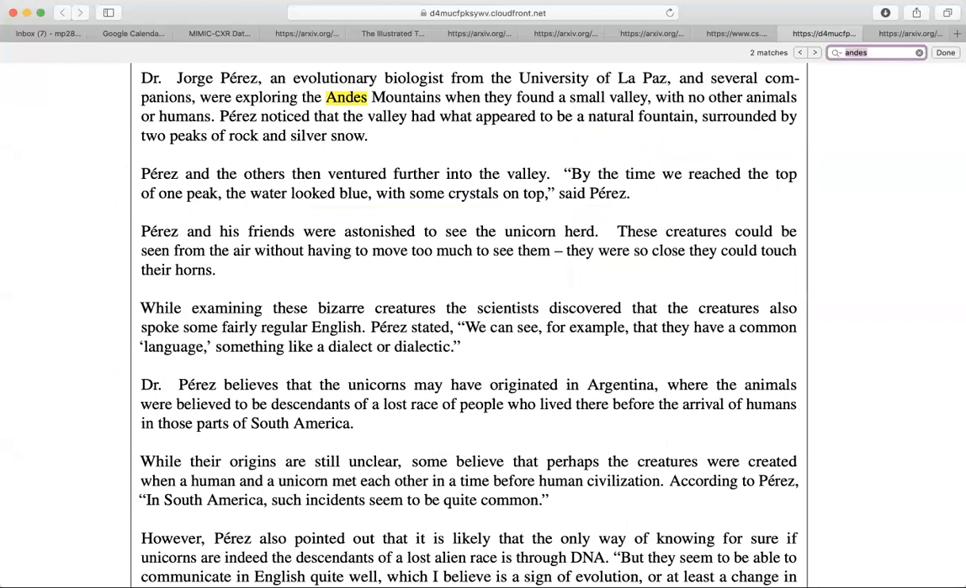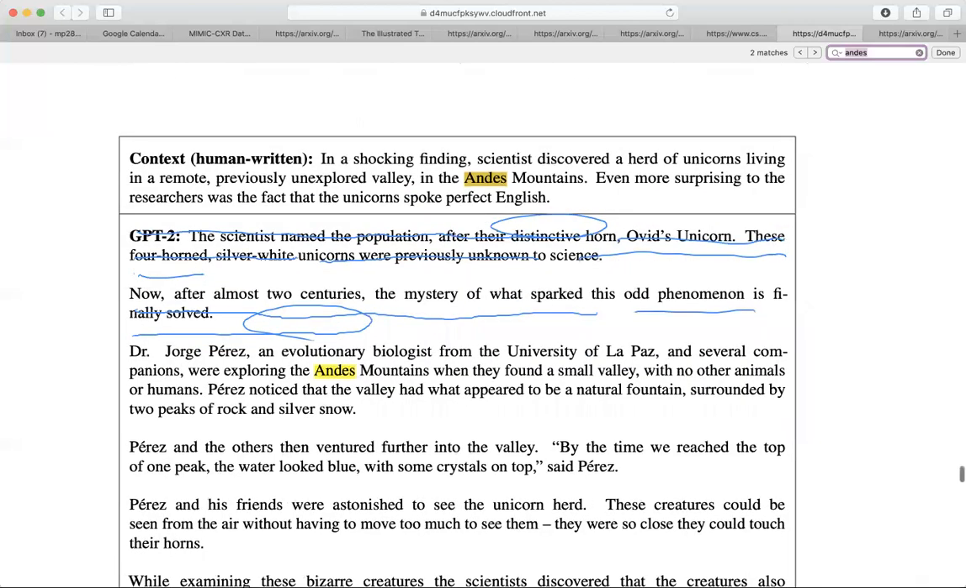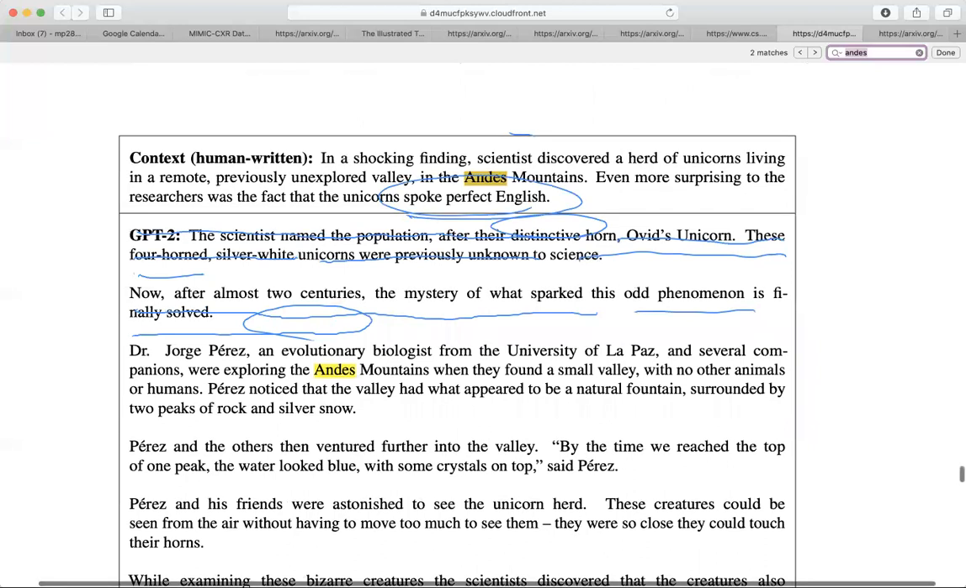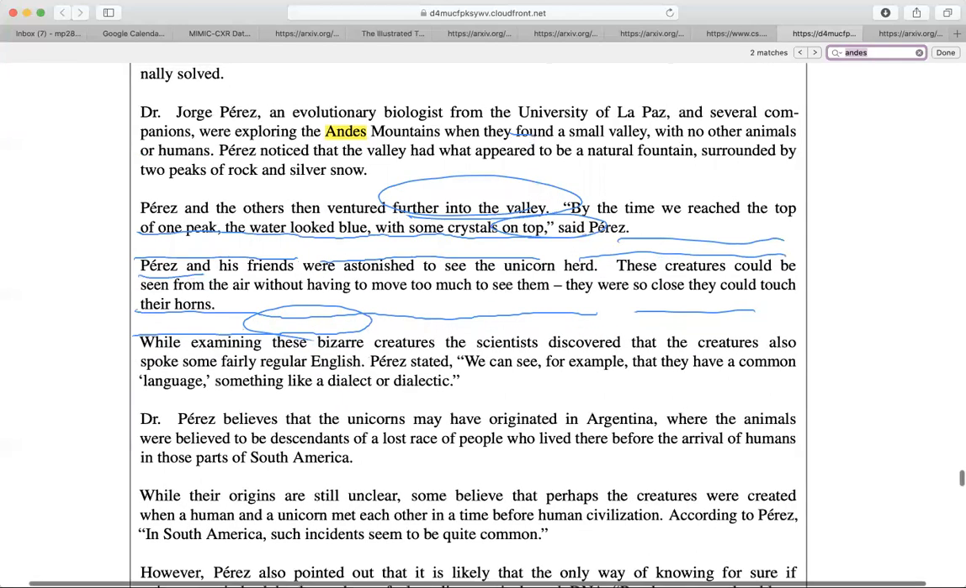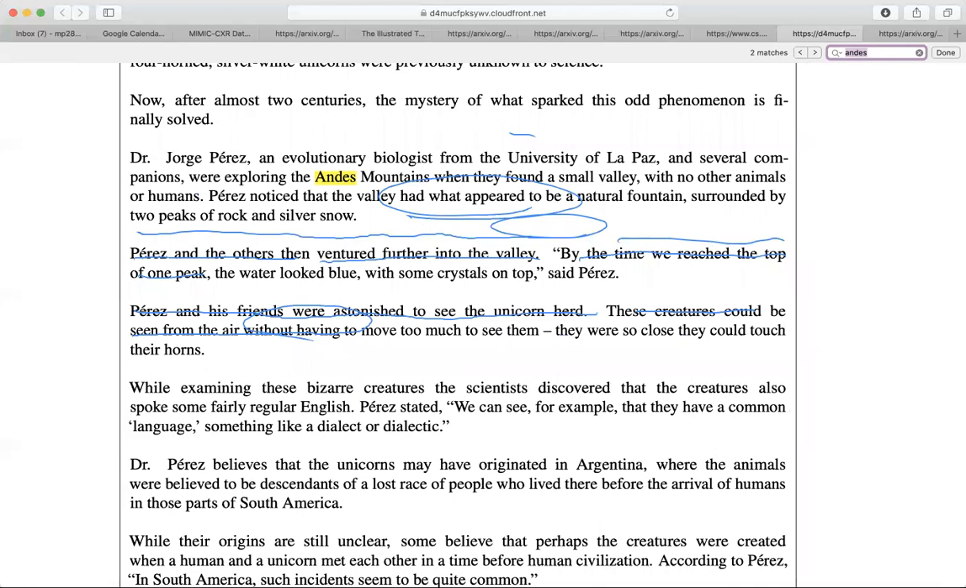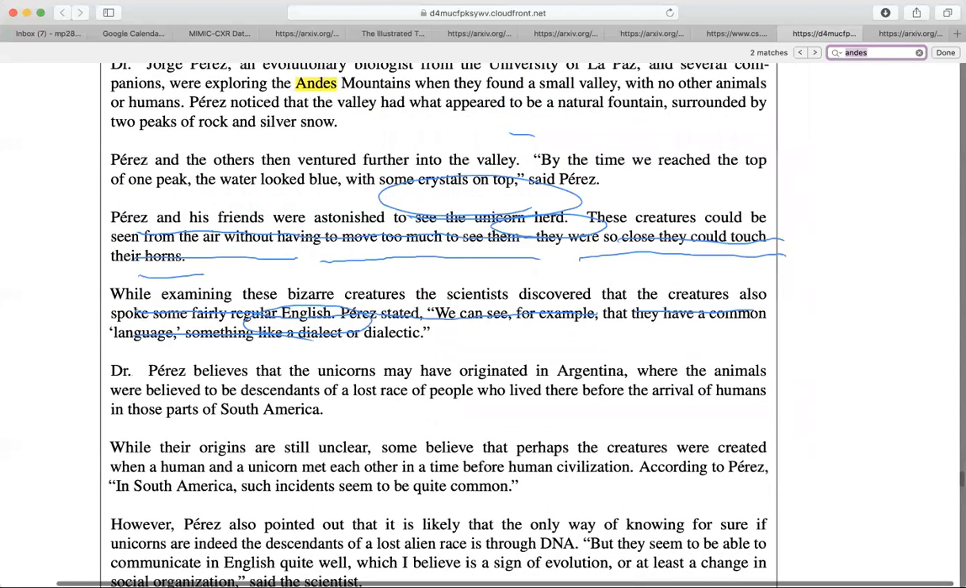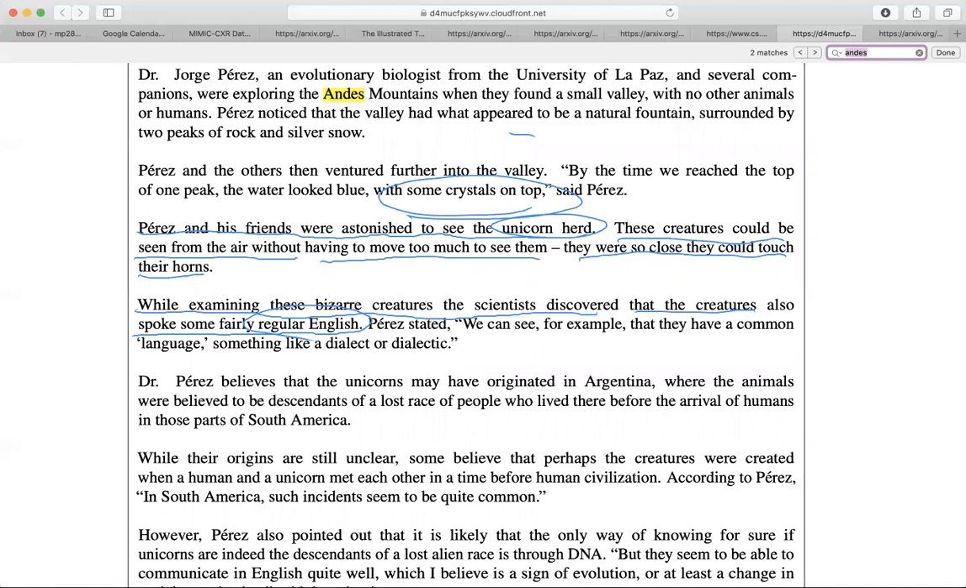Right here, Perez and his friends were astonished to see the unicorn herd. Again, it's the same consistent theme. These creatures could be seen from the air without having to move too much to see them. They were so close they could touch their horns, still the horns. While examining these bizarre creatures, the scientists discovered that the creatures also spoke some fairly regular English. Again, because at the top, they spoke perfect English. So the GPT-2 model is memorizing the context, the fact that was indicated by the context, and it is using that fact when it's generating the downstream sentences.